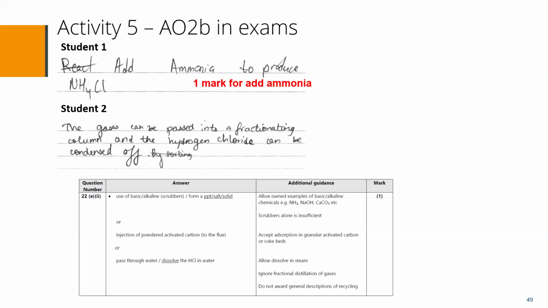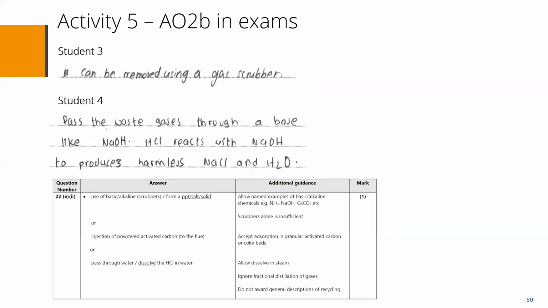Okay, so there's the first answer. And unfortunately, 1 mark for ammonia has cropped up immediately because I flicked it too quickly. But I think you'd have got that answer pretty quickly. So ammonia is acceptable. The second one: the gases can be passed into a fractionating column, and the hydrogen chloride can be condensed off. That is no marks because the mark scheme says ignore fractional distillation. Sorry, I flipped through that one a little bit quickly, so I'll give you the opportunity to answer the second one. So work out the answers to those for yourself.